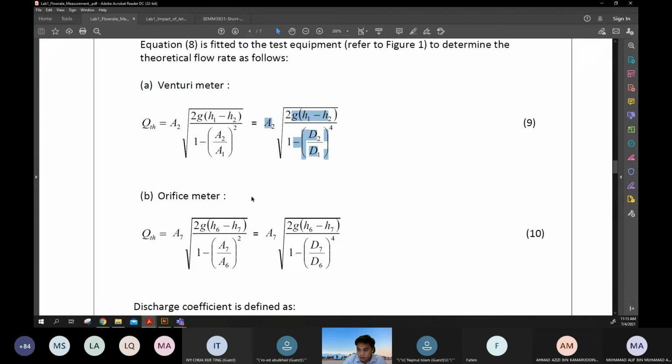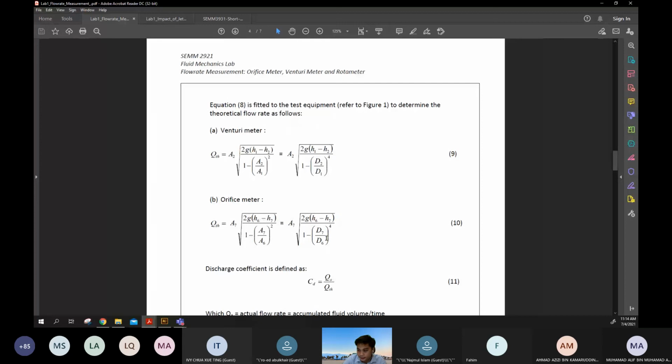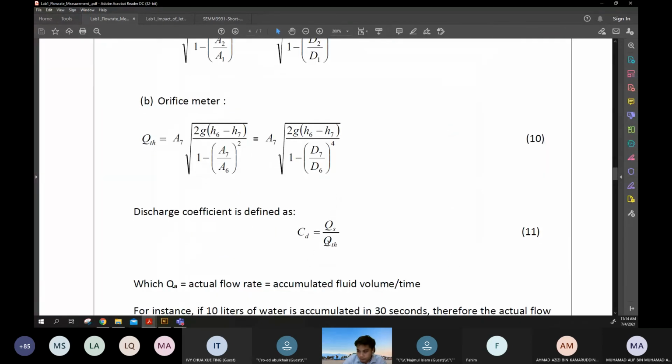For the orifice meter, this is the equation. You're going to use this term. The difference is that for the theoretical orifice meter, you use the cross-sectional area at 7 and the H6 to 7, as well as the diameter 7 to 6. That's it.